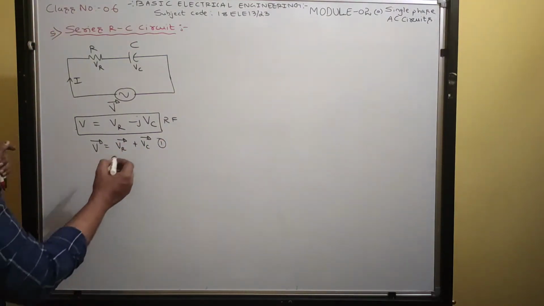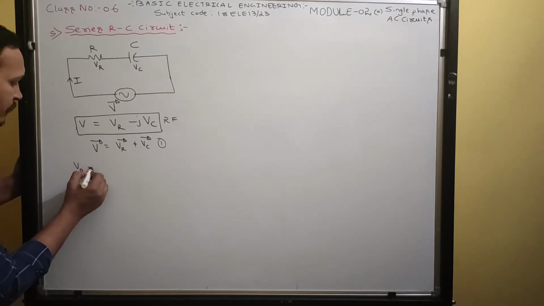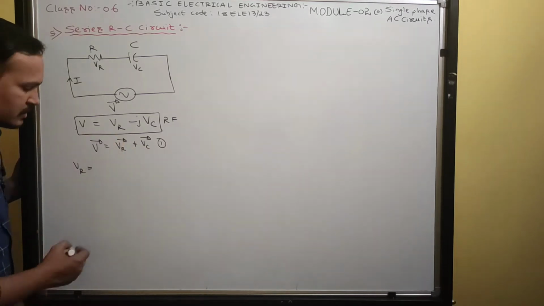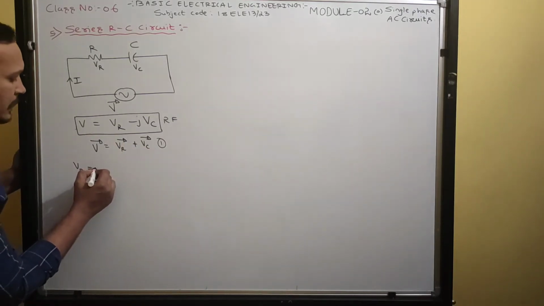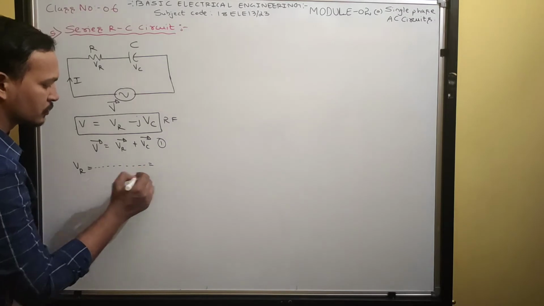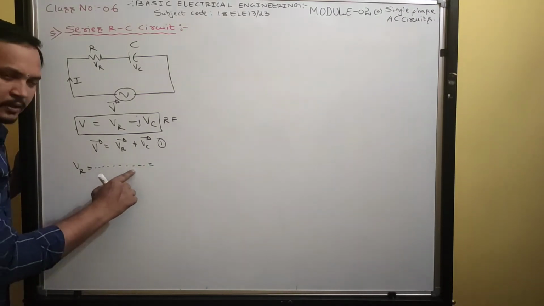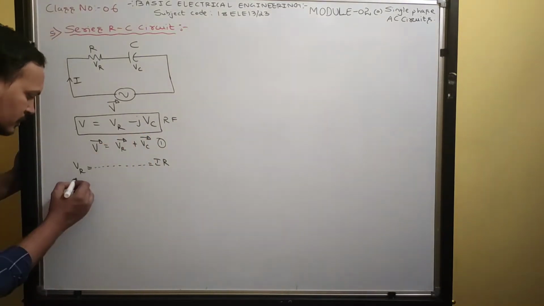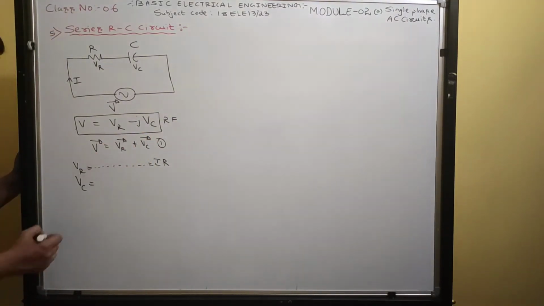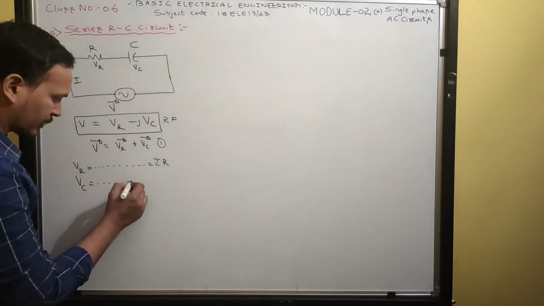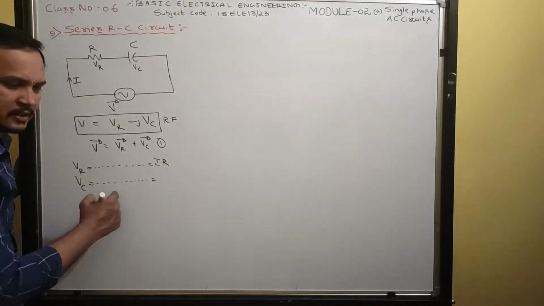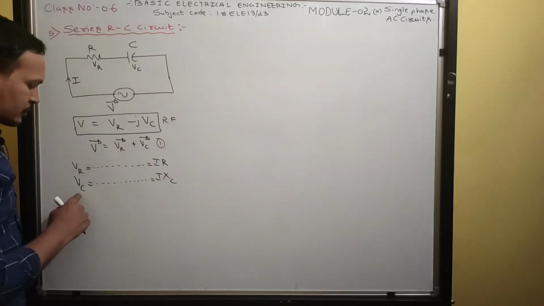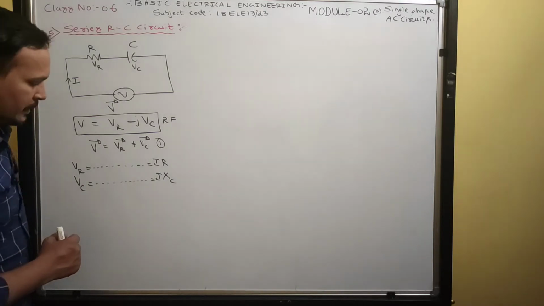Next, draw the phasor diagram. Before drawing, let us give the nomenclature for VR and VC. What is VR? Voltage drop across resistor, please write a sentence: that is equal to I into R. Similarly, what is VC? Voltage drop across capacitor, that is I into XC.